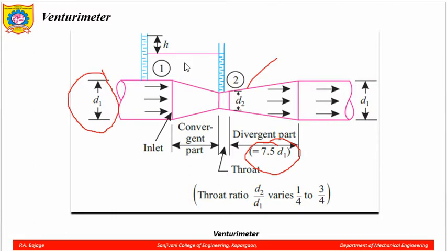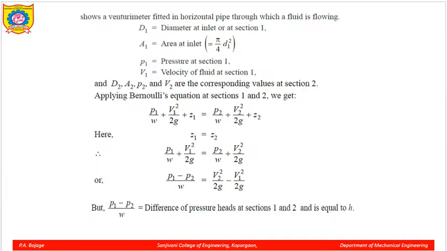So, you can see here because of this a pressure difference is being formed, and this pressure difference is given by the value H. Okay. So, let us see in detail. The above figure shows the venturimeter.